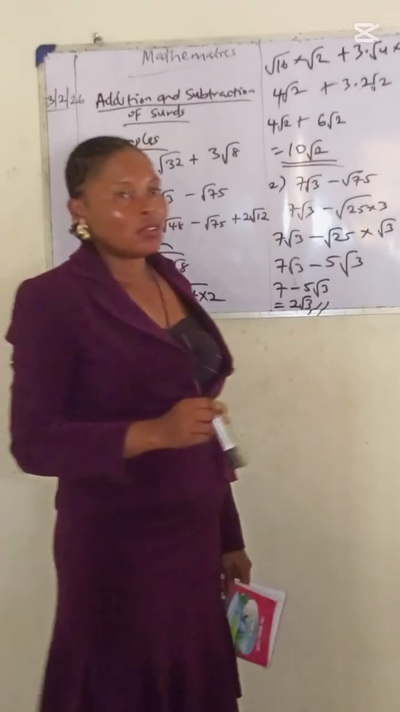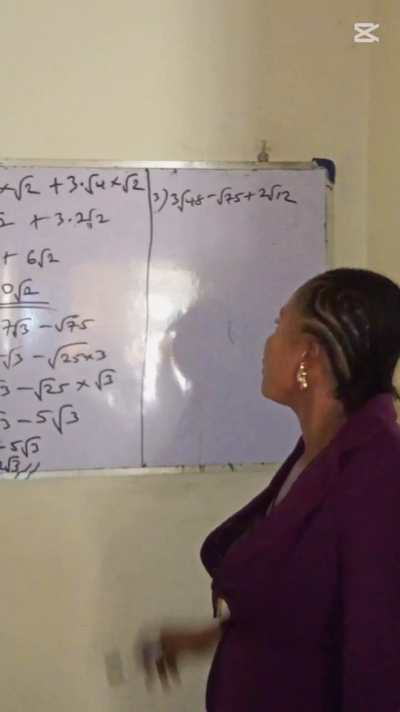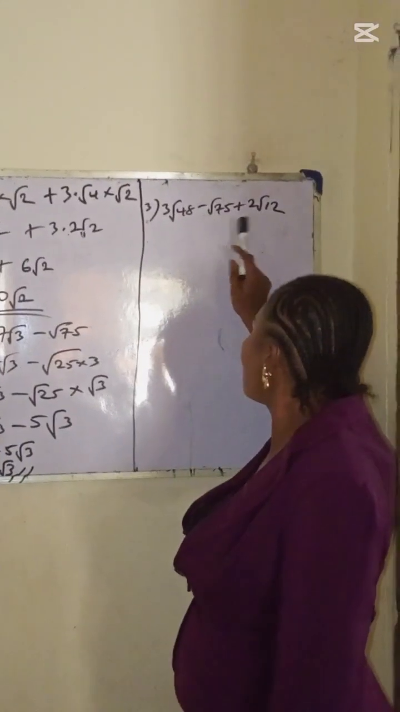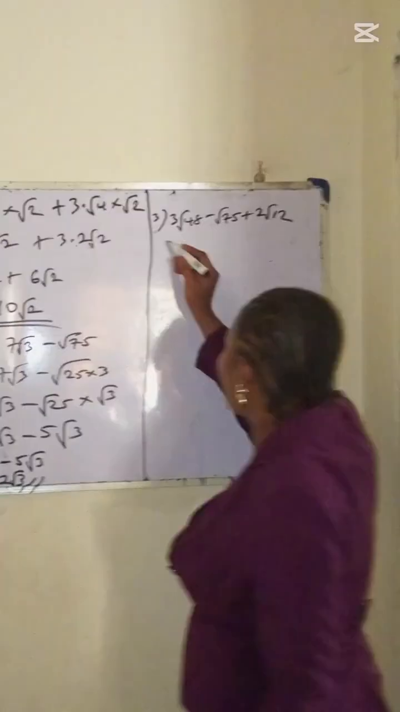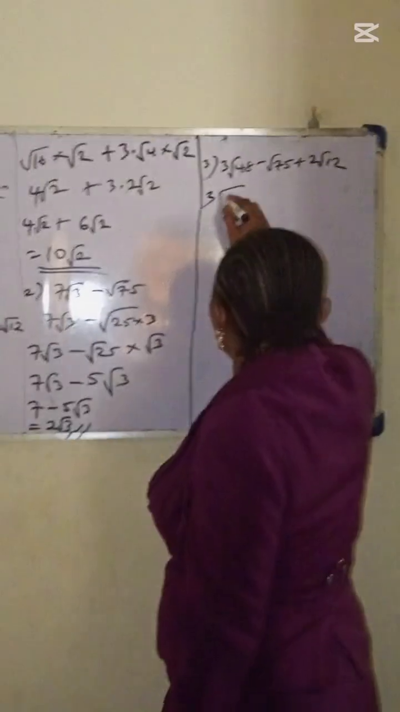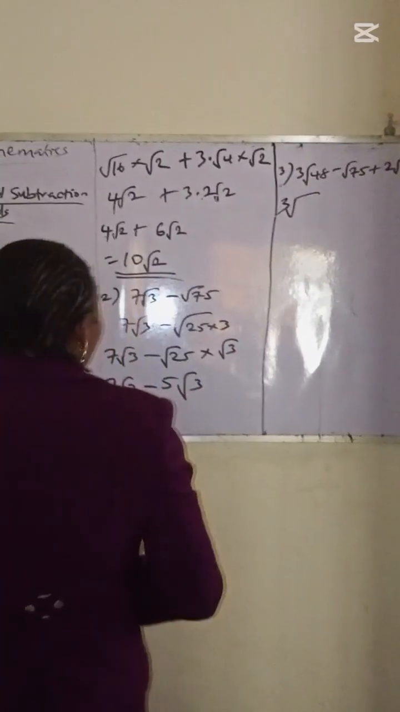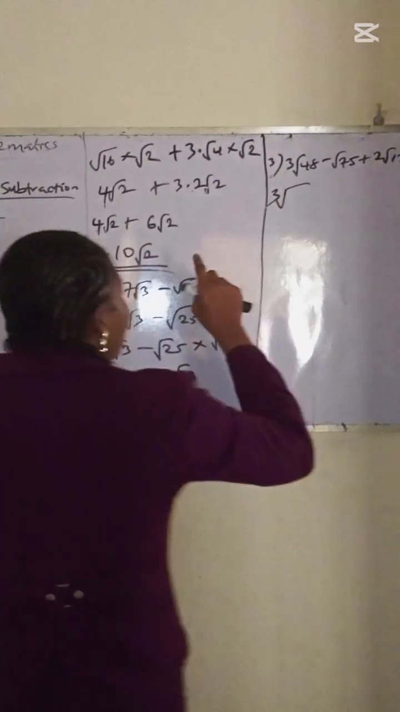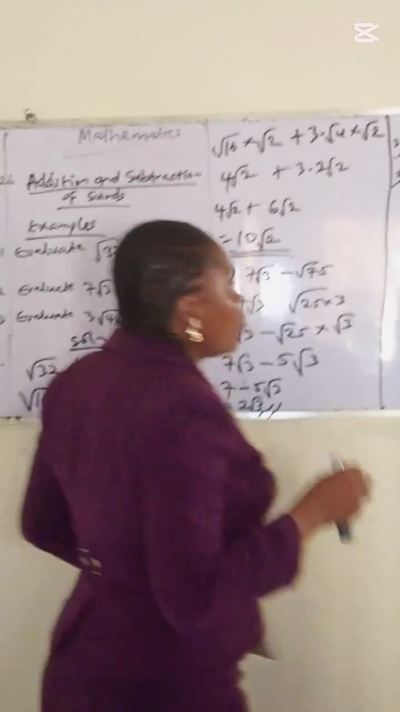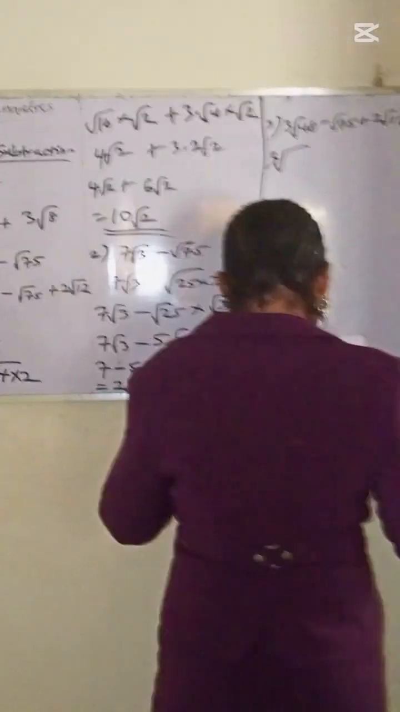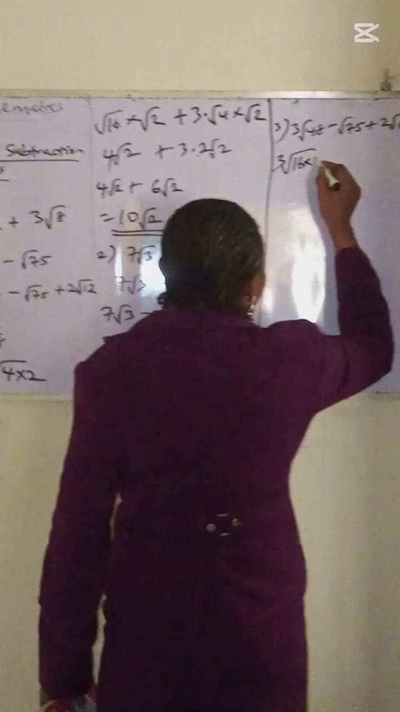So we are going to look at example 3. 3 surd 48 minus surd 75 plus 2 surd 12. So now we are going to bring out our number outside, which is 3. Then look for the two multiples that you use to multiply to give us 48. When you multiply, one of them must be a number with a square root. The numbers we are going to use are 16 times 3.